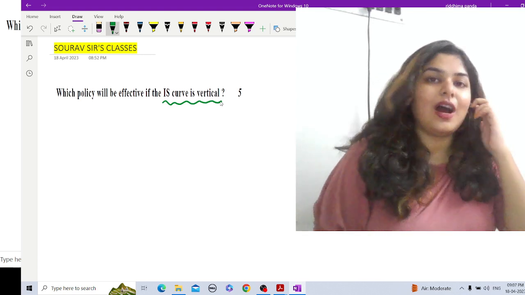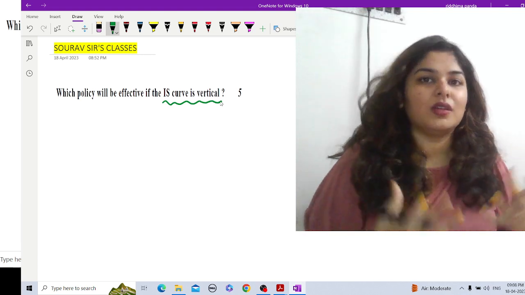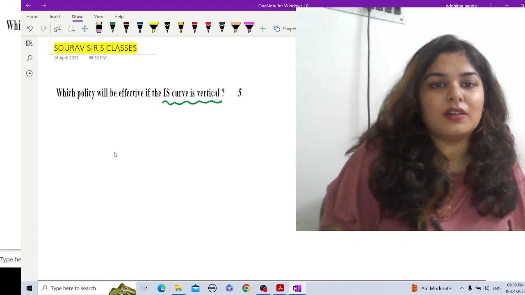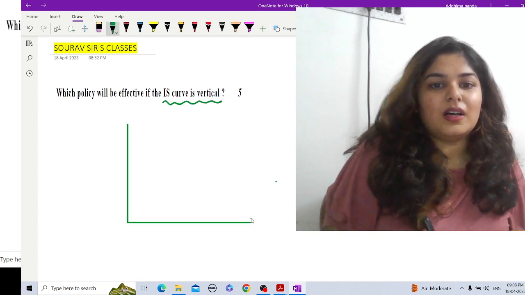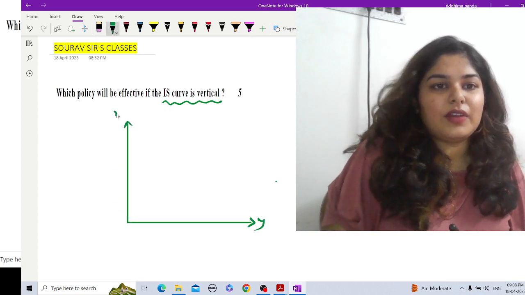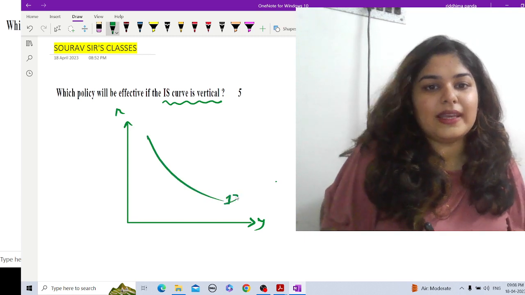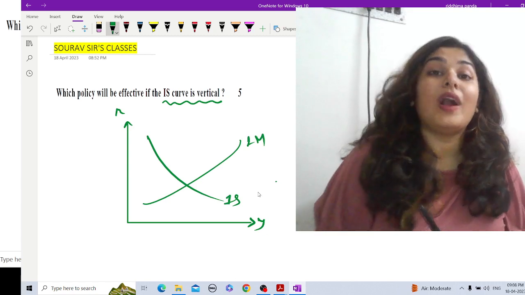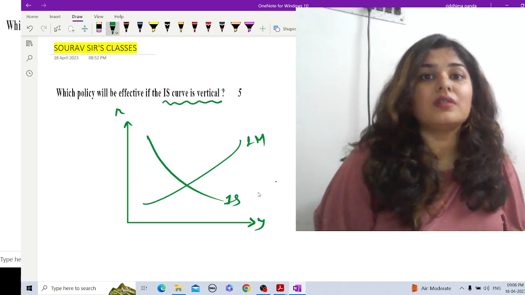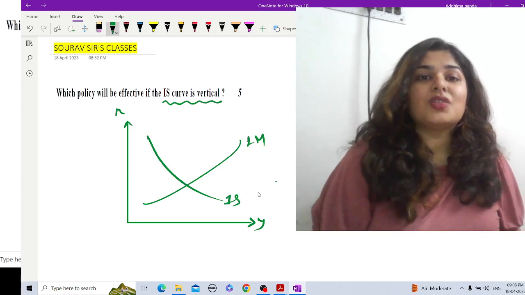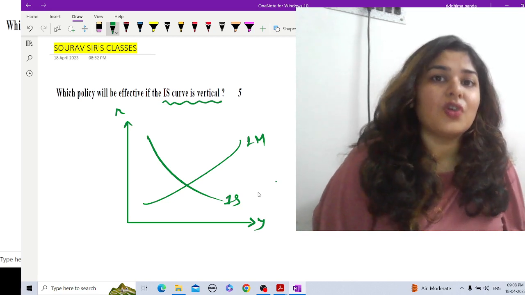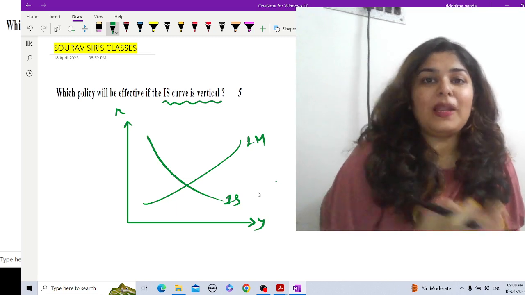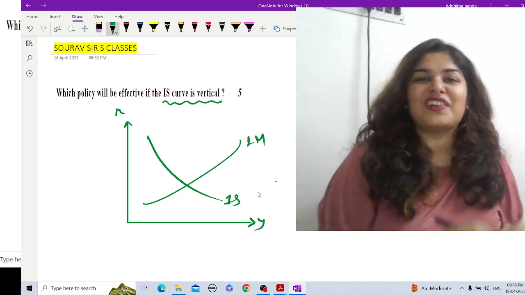So let us first try to understand a basic IS-LM model and the equilibrium condition. Here is the graph: this is Y, and here we have the rate of interest. This is our normal IS curve, which is downward sloping, and our LM curve is upward sloping. What is the IS curve? The IS curve shows commodity market equilibrium. Every point on the IS curve shows that the demand for goods and services is exactly equal to the supply of goods and services, that is, the commodity market is in equilibrium.